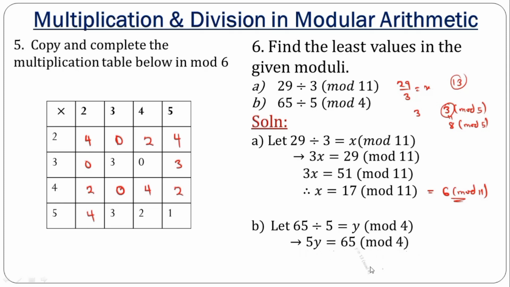And so if it divides, you have 13 in mod 4. And of course, you can reduce that: 4 divides 13 giving 12, 3 remainder 1. So your solution here is actually 1 mod 4. All right, and that's how to handle division.